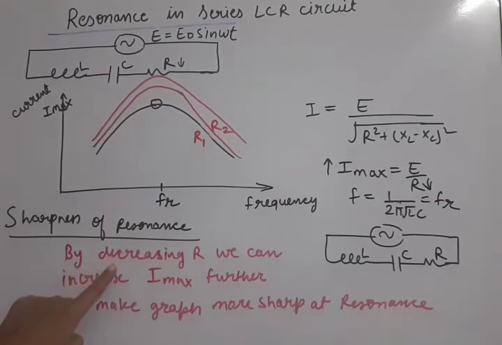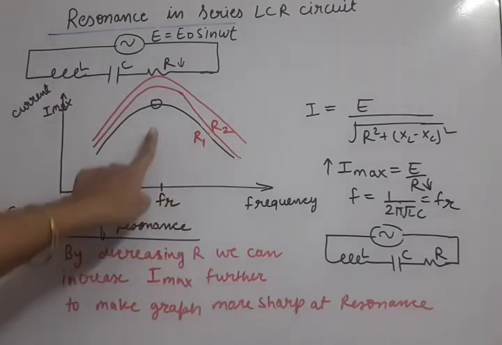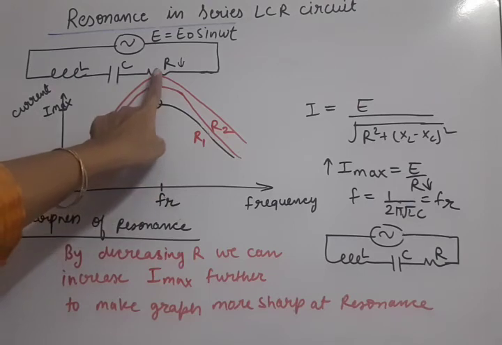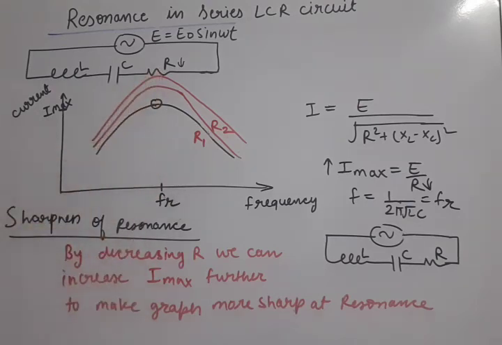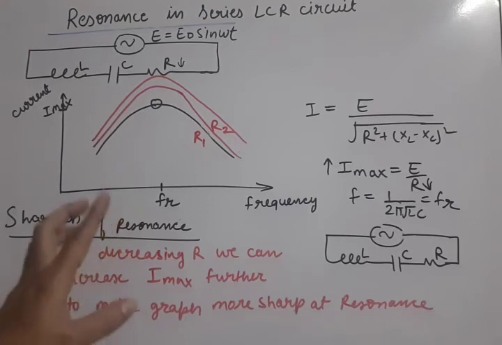Just understand these lines. By decreasing resistance, we can increase I max further to make the graph more sharp at resonance. You can see, at resonance, we are making the graph more sharp. So this is the sharpness of resonance heading. Now one quality factor term is related to this sharpness of resonance. We are understanding now in the next sheet the definition of quality factor.